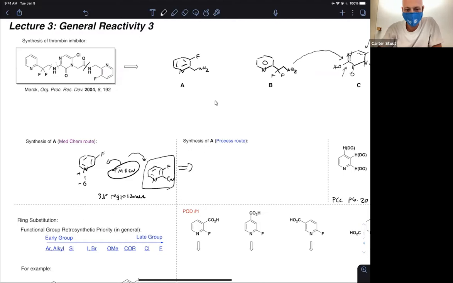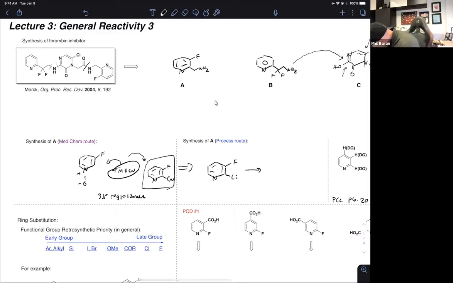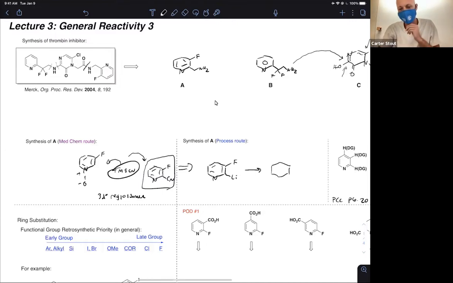I suppose we could leverage the fluorine as a directing group and deprotonate alpha to the pyridine nitrogen. And then quench it with? I suppose you could do it with CO2 and then reductive amination.